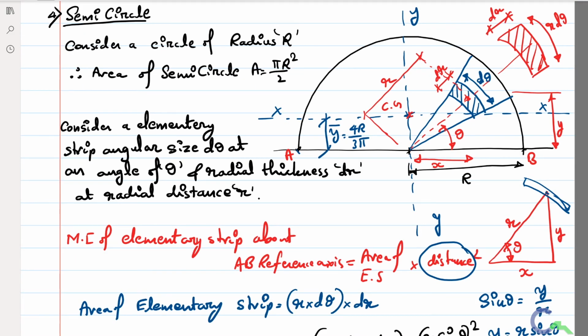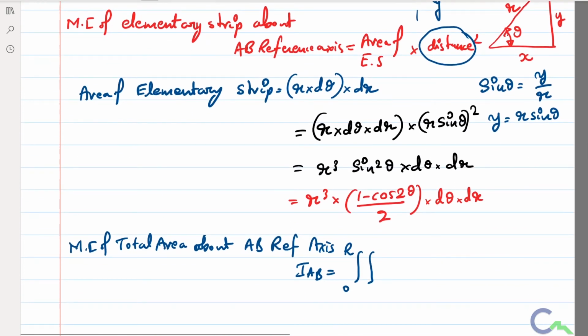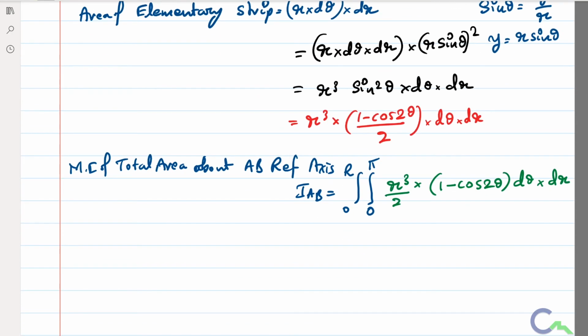Then theta is going to vary from 0 to pi. So I will take the limit of theta, that is 0 to pi, that is 0 to 180. So I have to do the integration, that is r cube into, I will take a 2 common, so the remaining is 1 minus cos 2 theta into d theta into dr. So first I will do the integration here, then I will apply the limit.